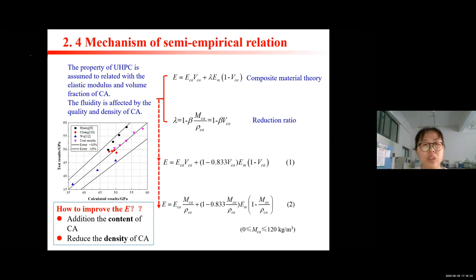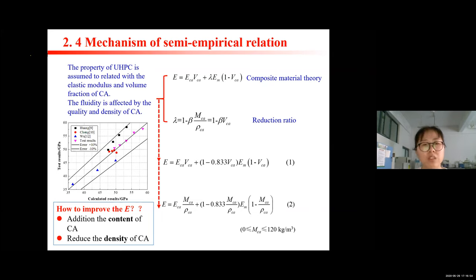And then we use a similar empirical relation to study the relation between aggregate content and elastic modulus. The property of UHPC in this equation is assumed to be related to the elastic modulus and the volume fraction of aggregate.